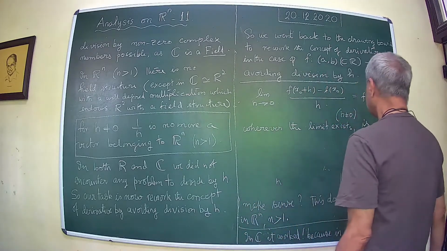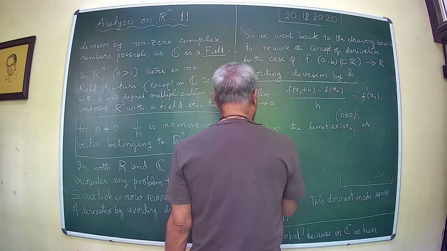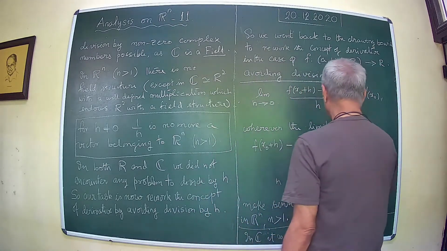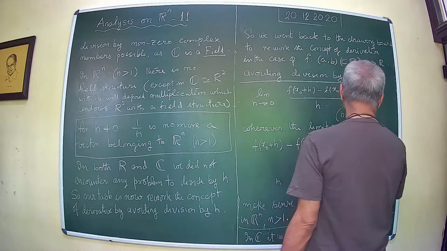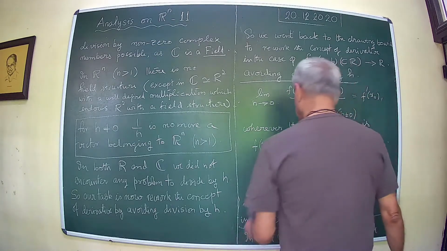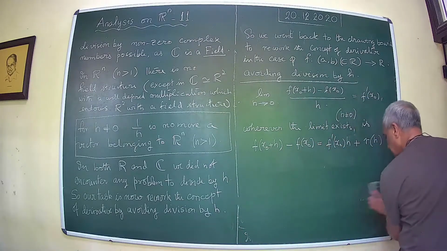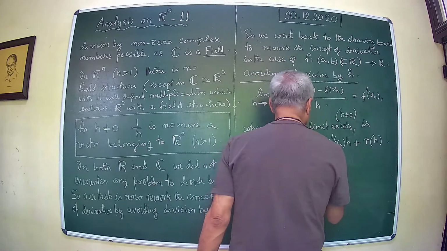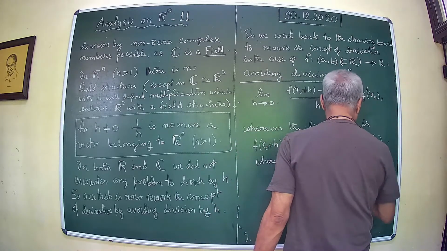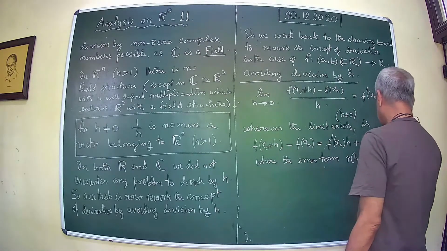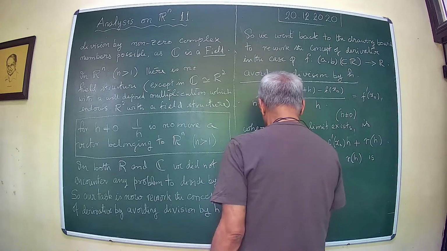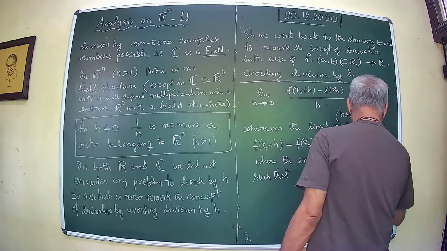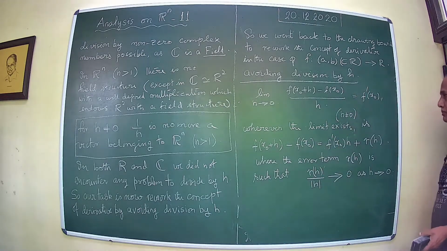This is what: f of x naught plus h minus f of x naught equals f derivative at x naught times h plus the error term r of h, where the error term r of h is such that the limit of r of h divided by mod h is zero. This is equivalent.